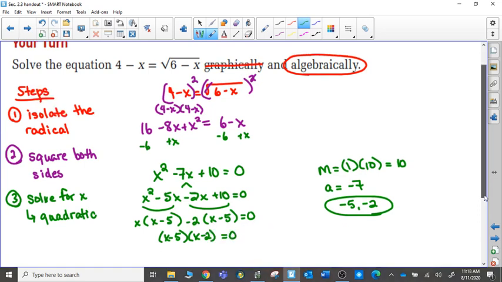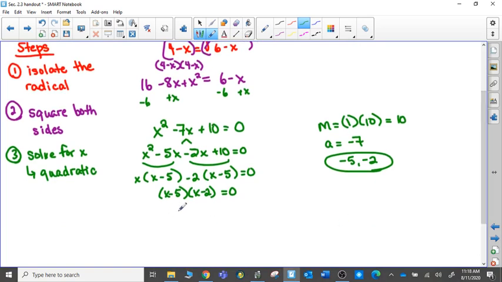Now I haven't finished solving for x, I've factored, but remember when you have these factors multiplied to equal 0, that means that either factor or both can equal 0. I better fix this, hang on. X minus 2 equals 0. So when I move the 5 over, I add 5 to both sides, add 2 to both sides, and I have x equals 5 and x is equal to 2.